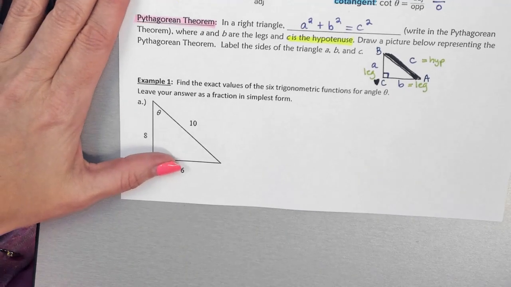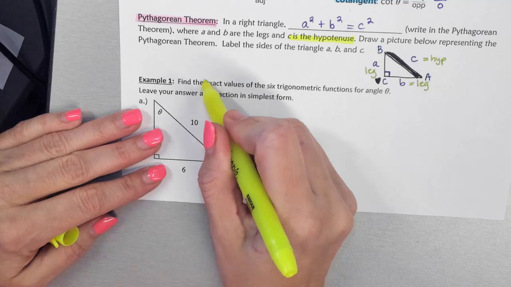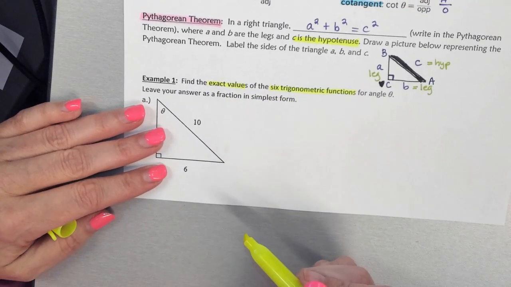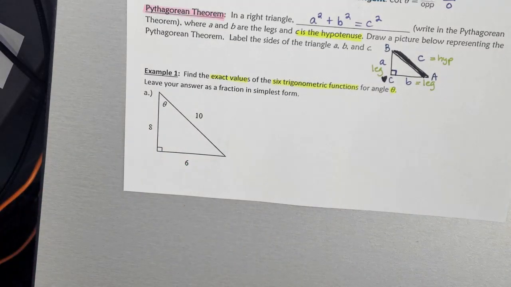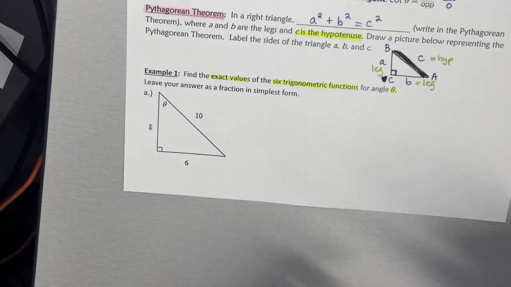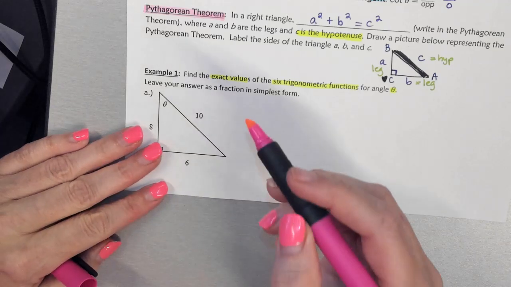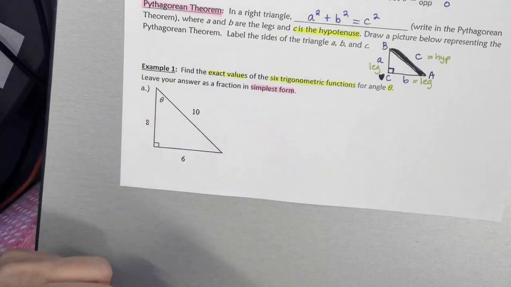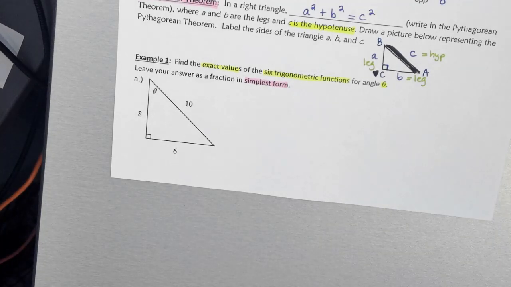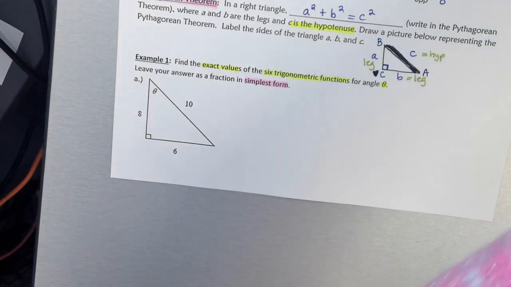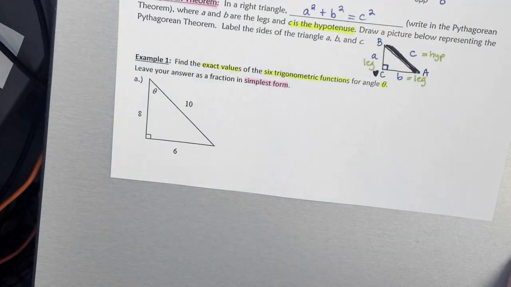Okay, so example 1 says, find the exact values of the 6 trigonometric functions for the angle theta. When you are writing out these trig functions, you've got to put the theta in. I won't give you full credit without it. And when you are leaving your answer, if it's a fraction, it's got to be in simplest form. So the first thing we're going to do is look at the picture and find where theta is located. What angle given in the diagram is theta, and we're going to label from that point.